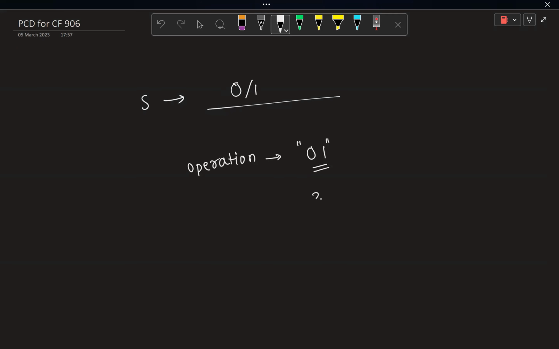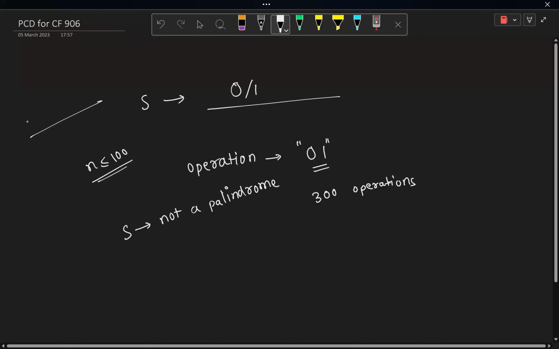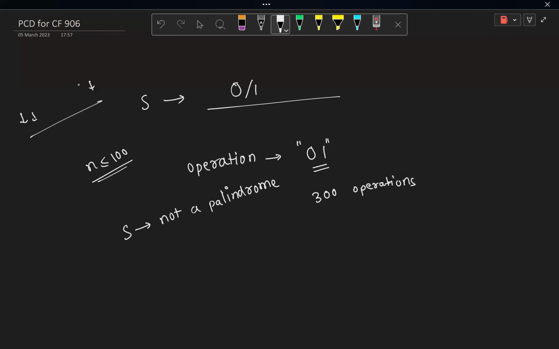You can apply at most 300 operations, such operations. Here n is less than or equal to 100. And now in this problem, we say that string S is good if it is not a palindrome. In the problem statement, they didn't clearly say this, but the equation they have given is that in the string, the first element should not be equal to the last, the second should not be equal to the second last, and so on. Okay, so sorry.